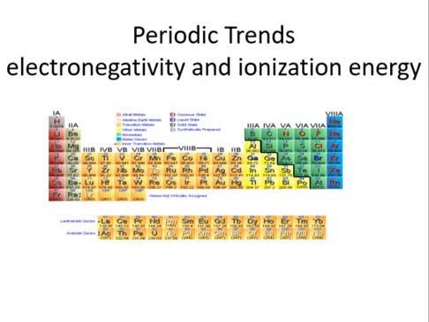All right, so we're going to talk more about trends today. We already know two trends. We know one for atomic radii and one for ionic radii. And today we're going to learn about two words that you probably have never heard of before, and that is electronegativity and ionization energy. So let's first talk about electronegativity.